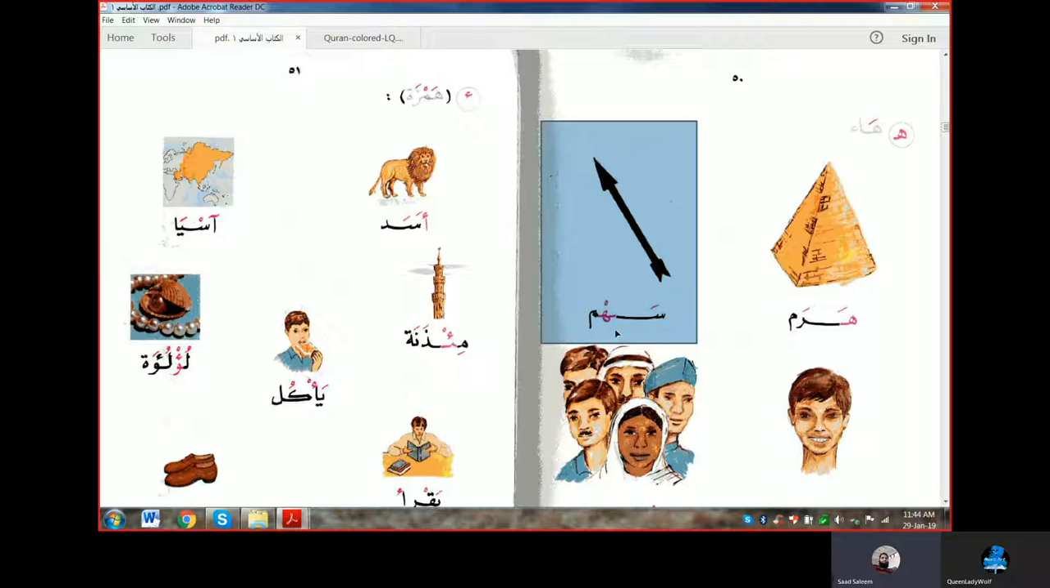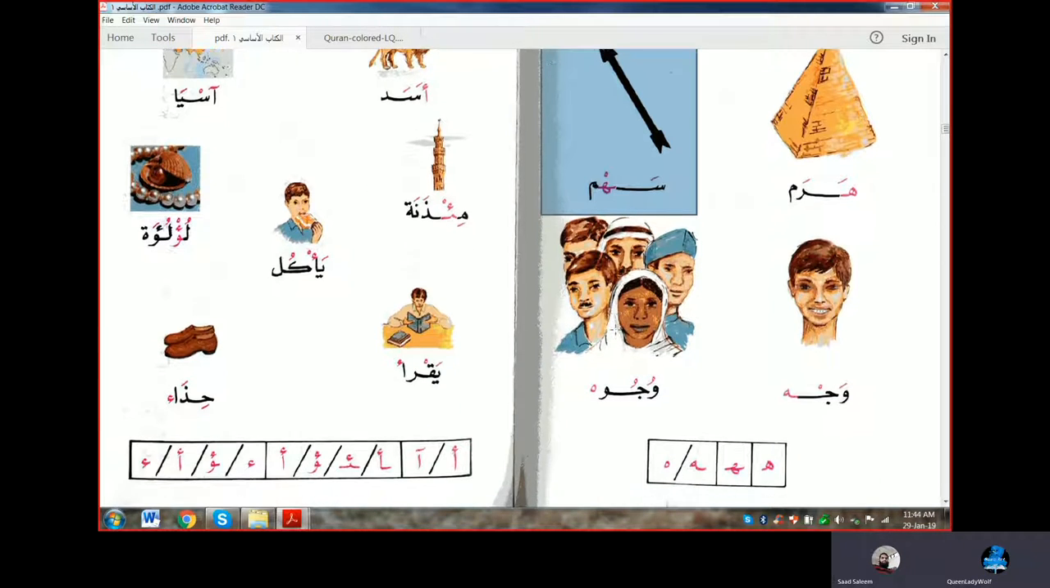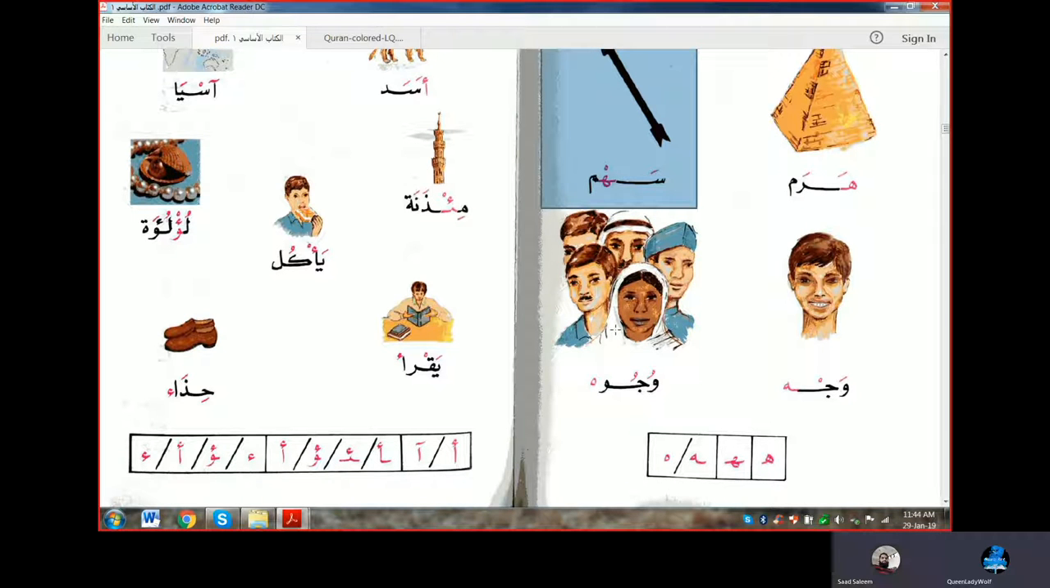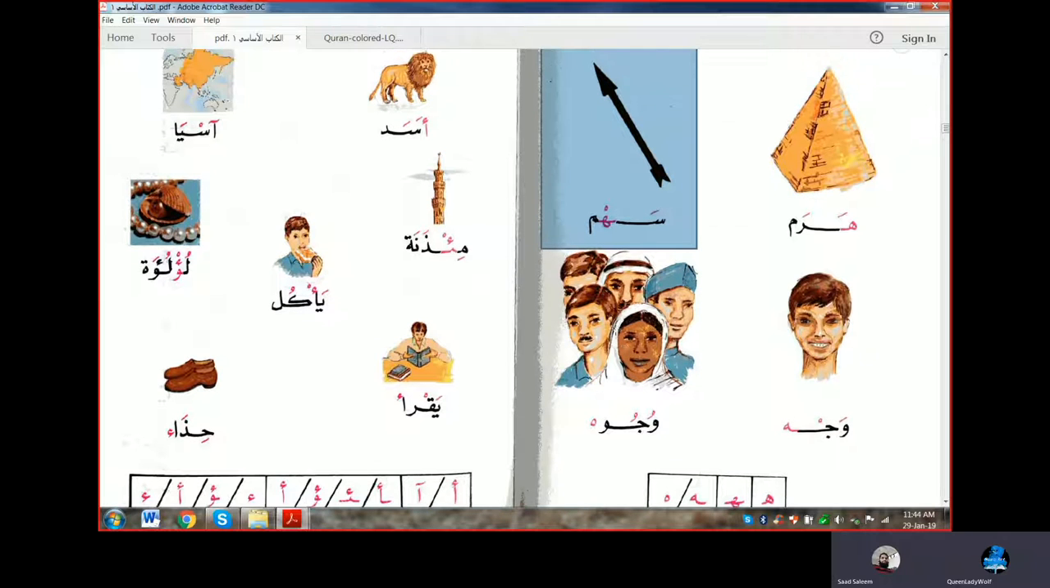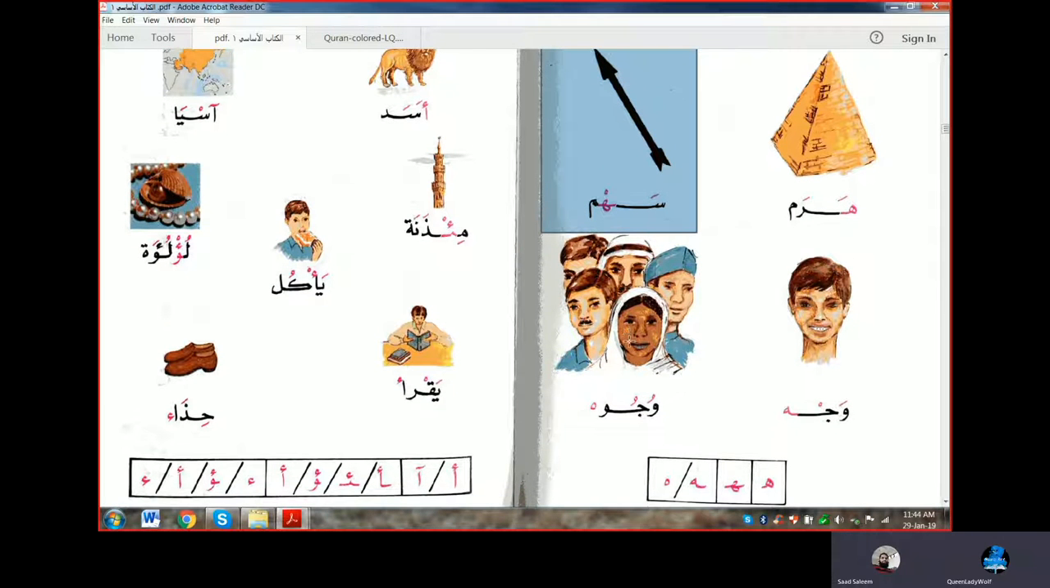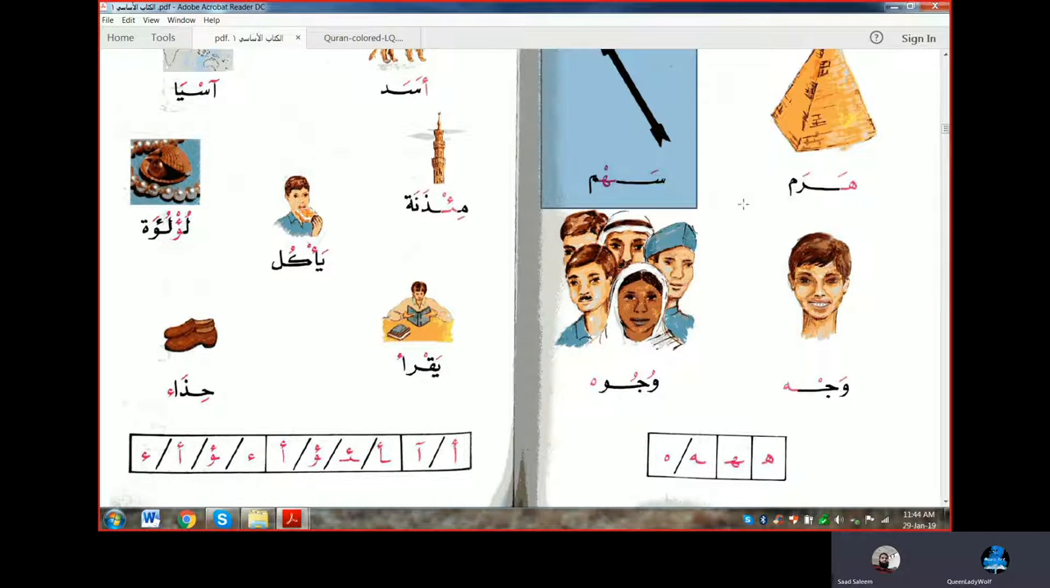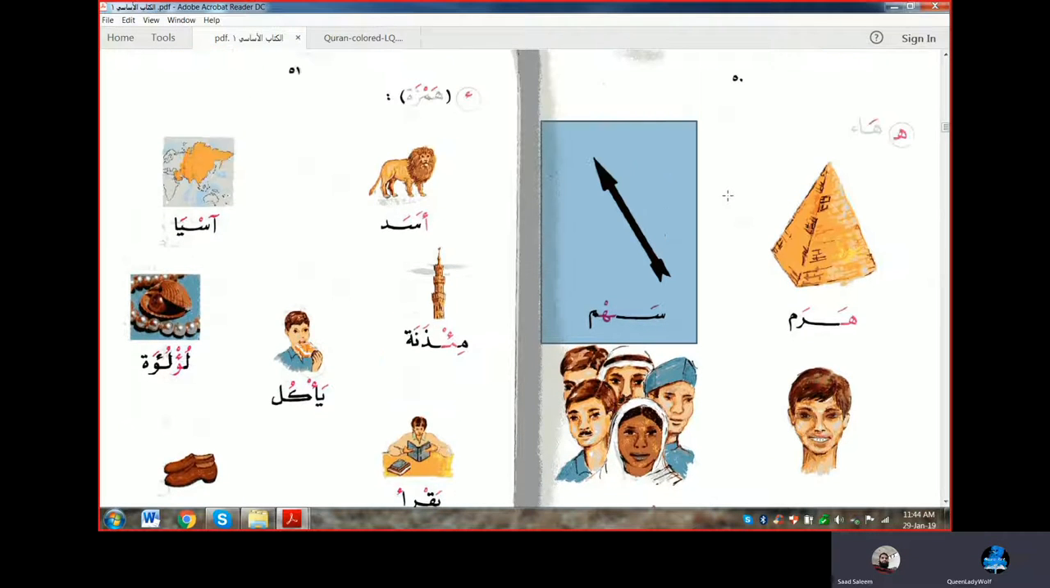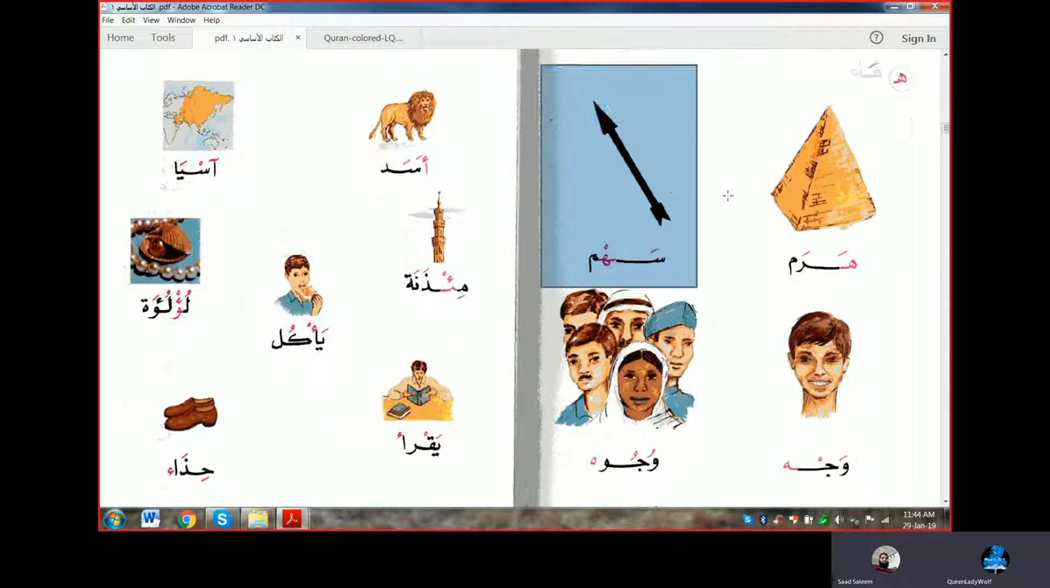Now we have Saham. Saham means arrow. That is Saham, arrow.